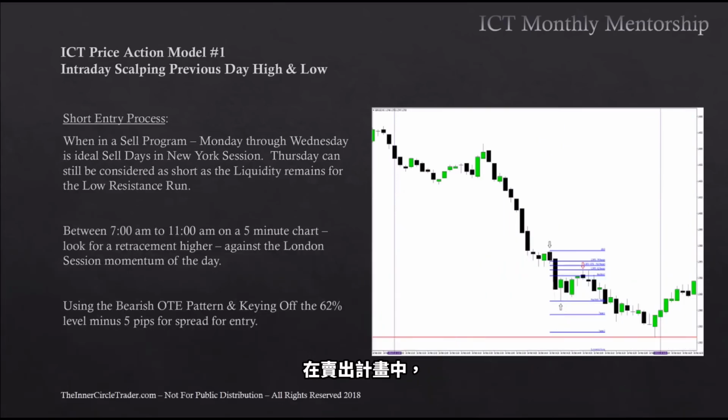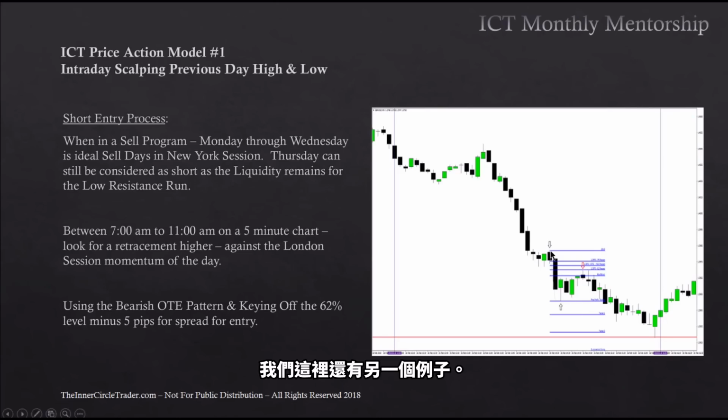Short entry process. When in a sell program, Monday through Wednesday is ideal sell days in the New York session. Thursday can be considered as short as the liquidity remains for a low resistance liquidity run. That means the liquidity pool has yet to be probed or taken out from the daily time frame. Between 7 a.m. and 11 a.m. on a 5-minute chart, look for a retracement higher against the London session momentum of the day. Using the bearish optimal trade entry pattern and keying off of the 62% retracement level minus 5 pips for the spread for entry.